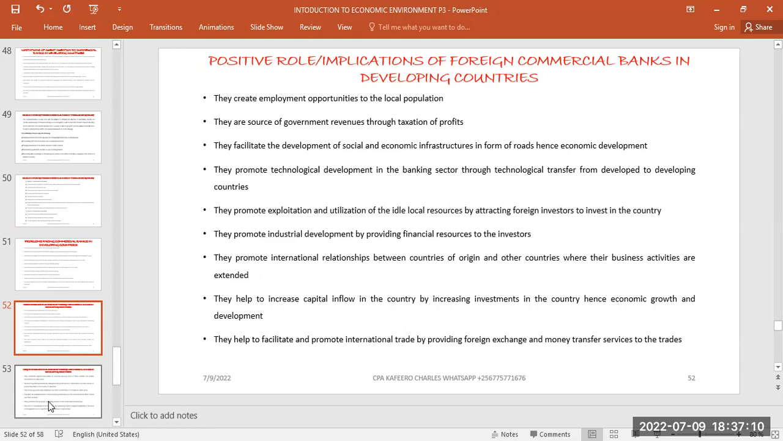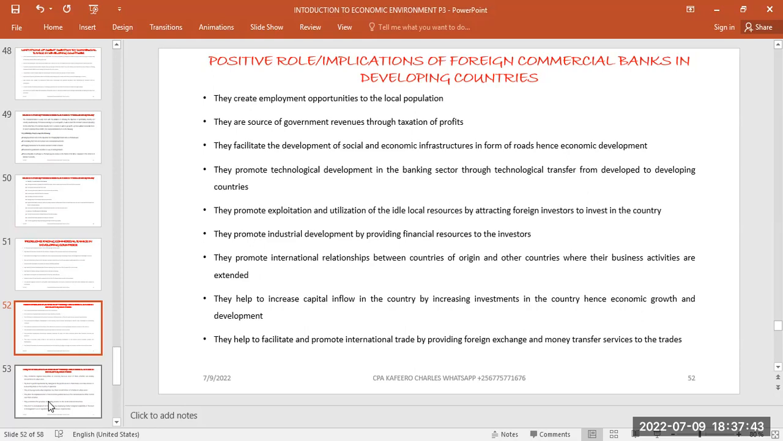The other one is they promote the exploitation and utilization of the idle resources. How do they do that? By providing financial assistance to the investors that are going to be engaged in operations. The other one, they promote international relationship. Remember, they have come from abroad or from different countries. So it means we are going to be having a good relationship with the country where these banks are originating from.